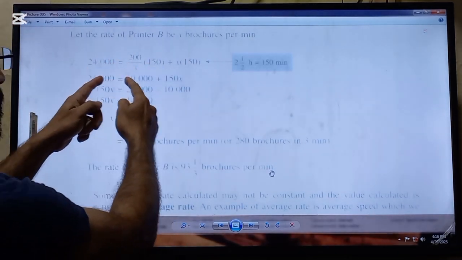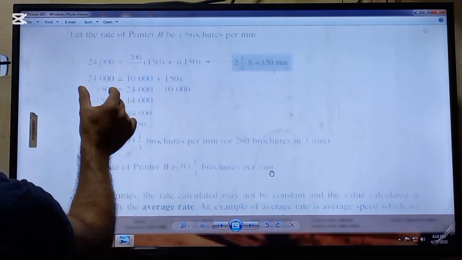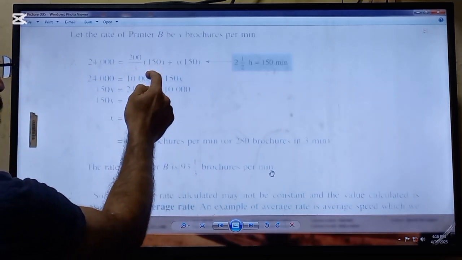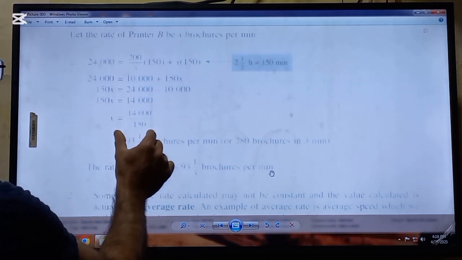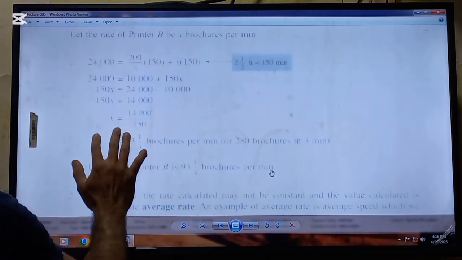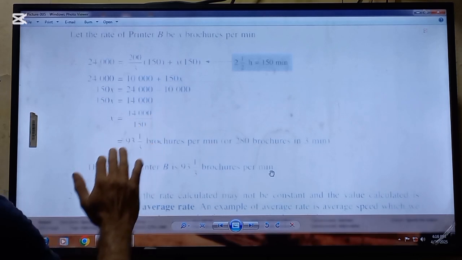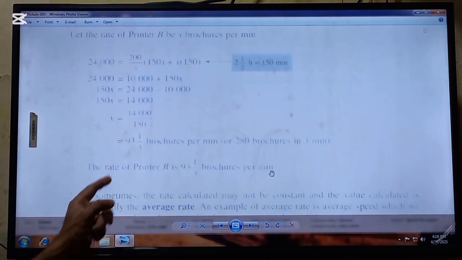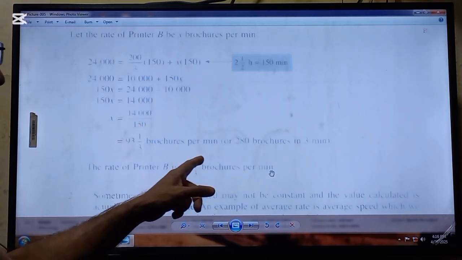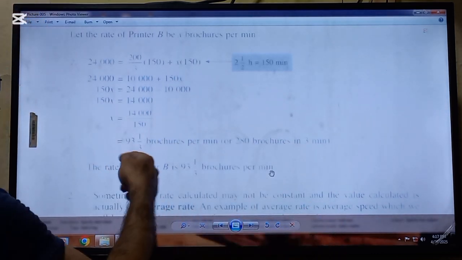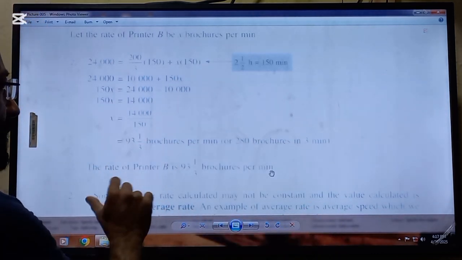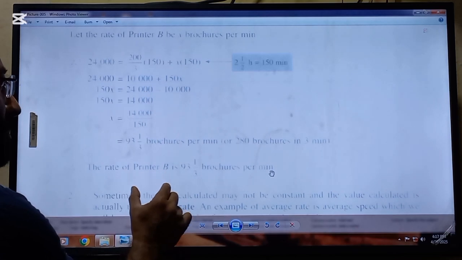So after solving the equation, 24,000 will remain the same, these values will be cancelled, that will be equal to 10,000, and 150x will remain as it is. So from here we will find the value of x. After solving it, that will be equal to 93 and 1/3 brochures per minute, or 280 brochures in 3 minutes. So don't confuse yourself, actually this is the value. So this is the rate of printer B.